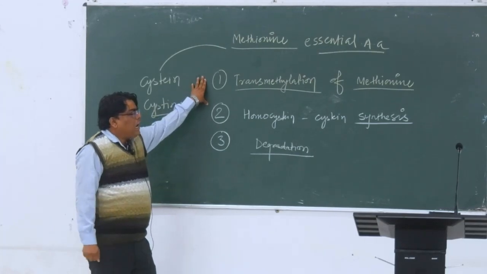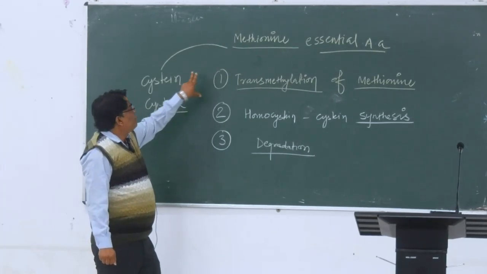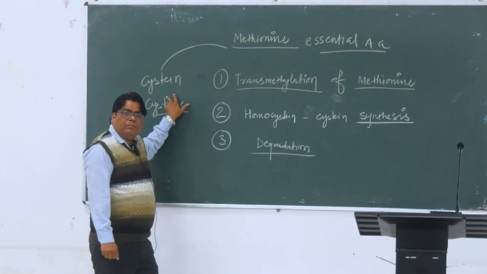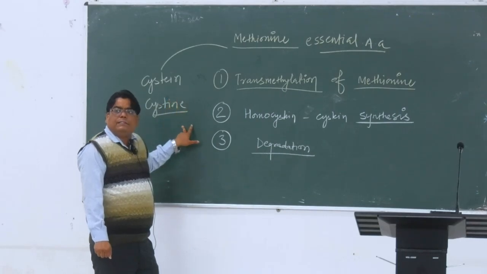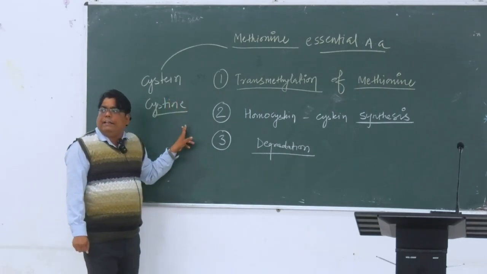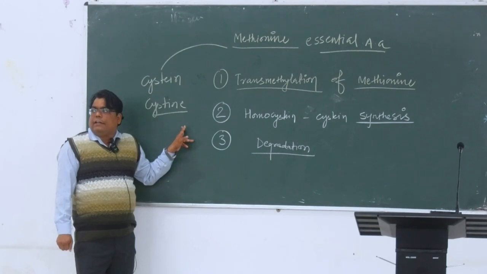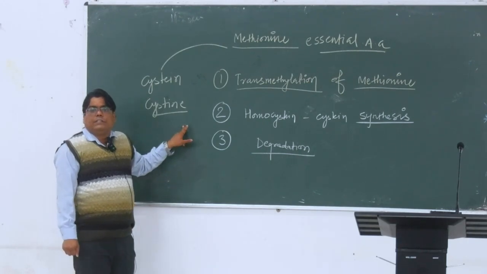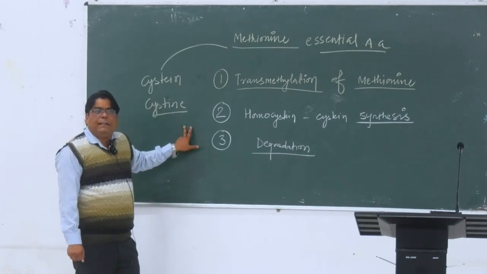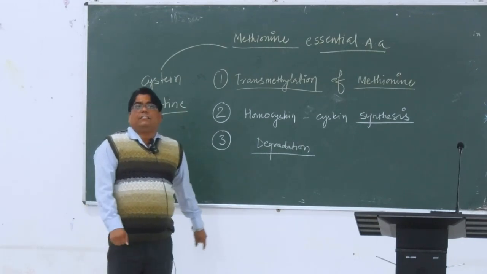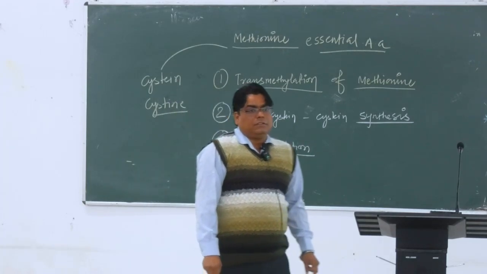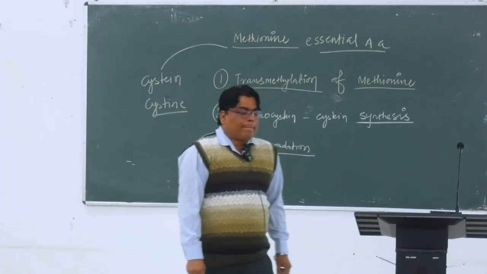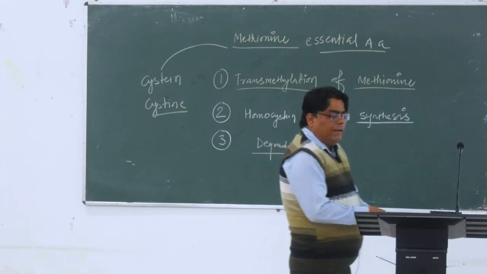First is how cysteine and cystine are formed. This is a major concept of this metabolic pathway. And after the synthesis, how it is degraded, where it is used. As I already told you, it is a glucogenic amino acid. That definitely means that it can synthesize a substrate which directly participates in the formation of glucose. So we discuss one by one.